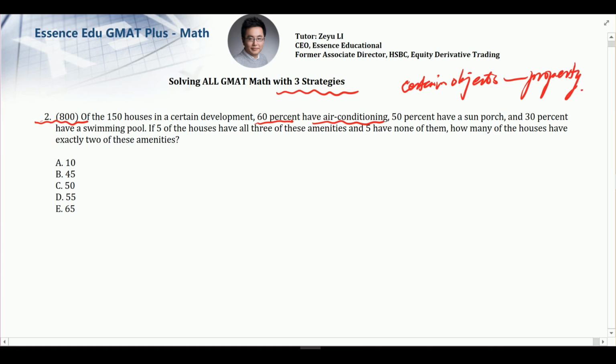5 of the houses have all these 3 amenities and 5 have none of them. How many of the houses have exactly 2 of these amenities?